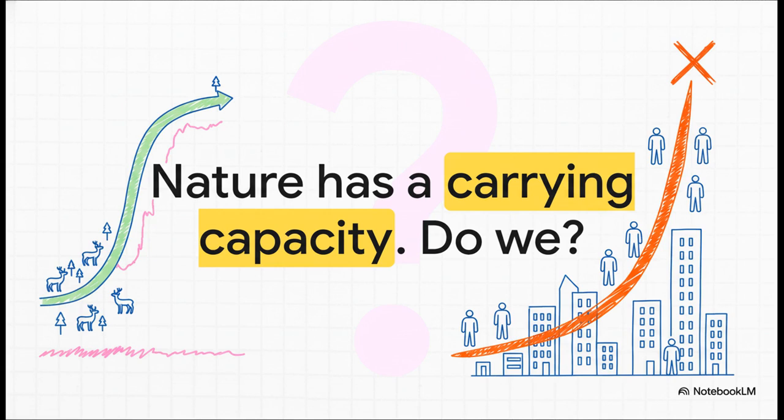And this brings us right back to the beginning. We've seen that every other population on Earth is governed by a carrying capacity, a hard limit set by its environment. Our J-shaped curve suggests we've somehow broken that rule. And that leaves us with the most important question of all. Nature has its limits. Do we?